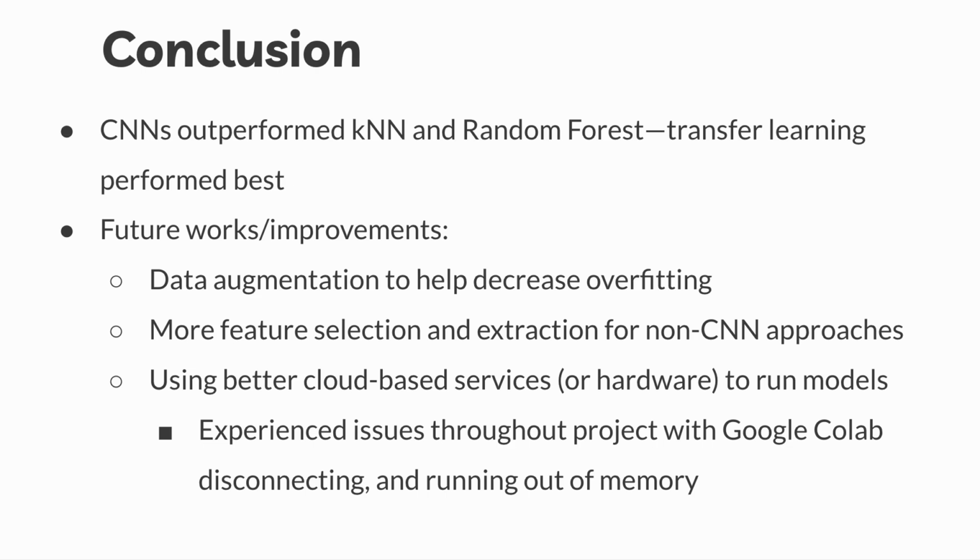In conclusion, we noticed that CNNs outperform KNNs and random forests, and that transfer learning specifically performed the best. For future work and improvement, we could do some data augmentation to reduce overfitting, and we could use some feature selection for extracting other aspects of non-CNN approaches. Other than that, we had some struggles with Google Colab running out of memory, so we could use better cloud-based services to run those models.